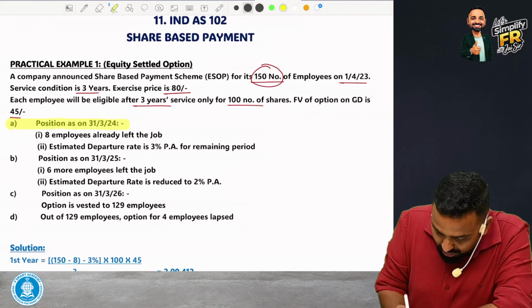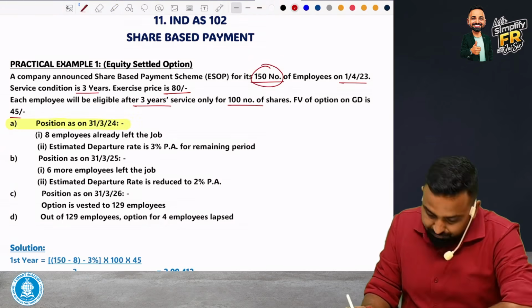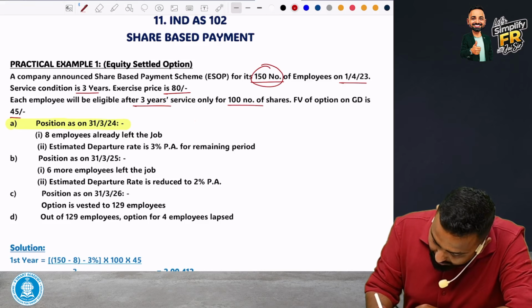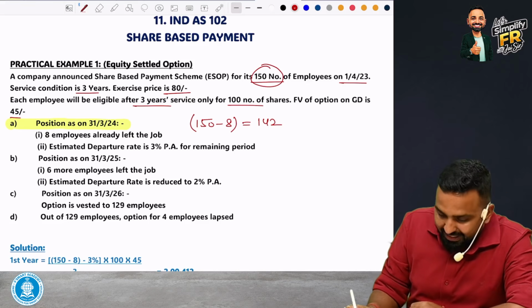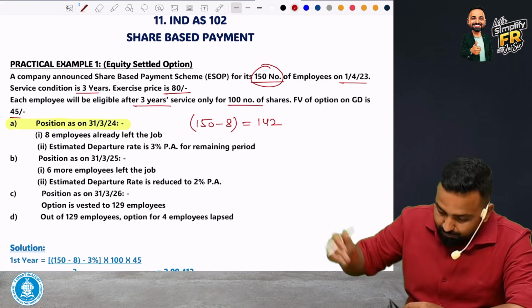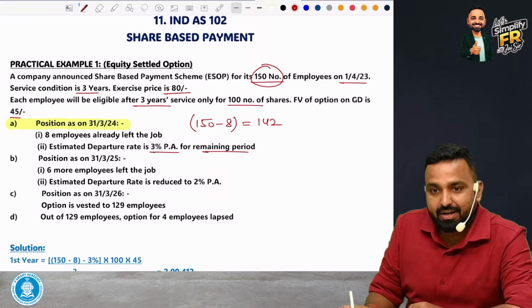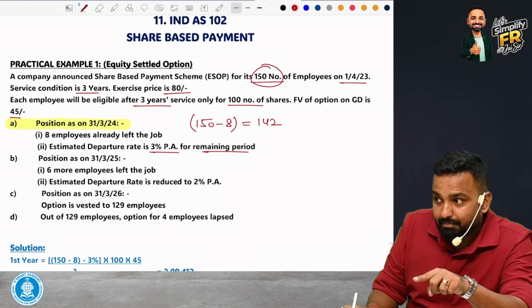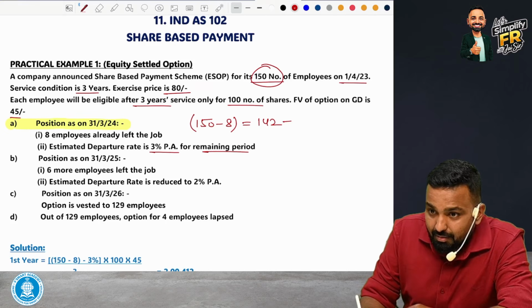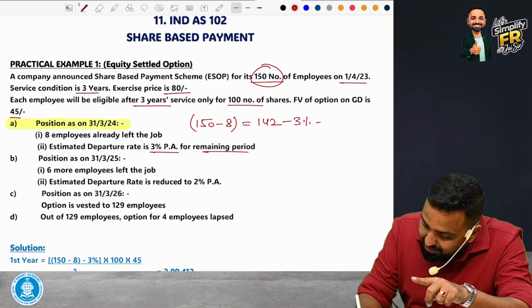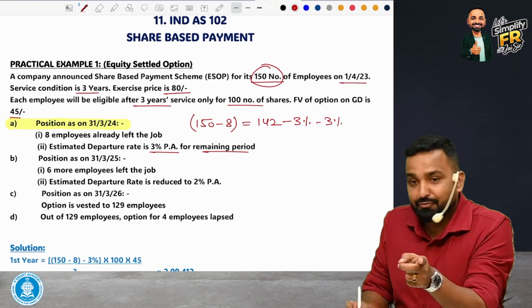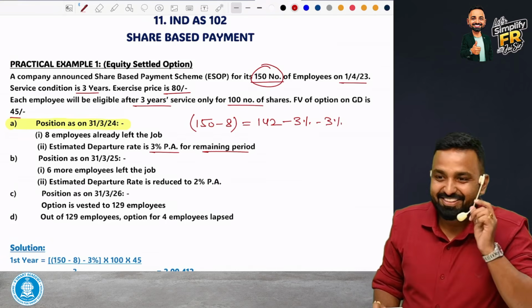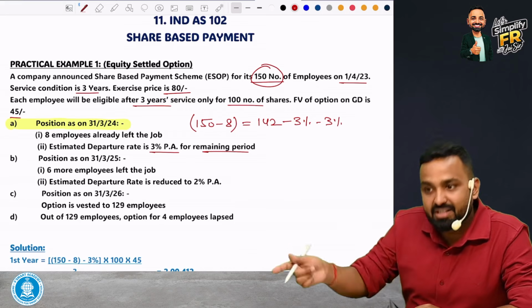Position on 31st March 24, meaning first year ending: 8 employees already left the job. So what will I do? 150 minus 8. And what is the estimation? Departure rate means future departures: 3% per annum for the remaining period. Per annum means minus 3%, minus 3%, not minus 6%. Both are different. Doing minus 6% is different from doing this. Which one? Minus 3, minus 3.